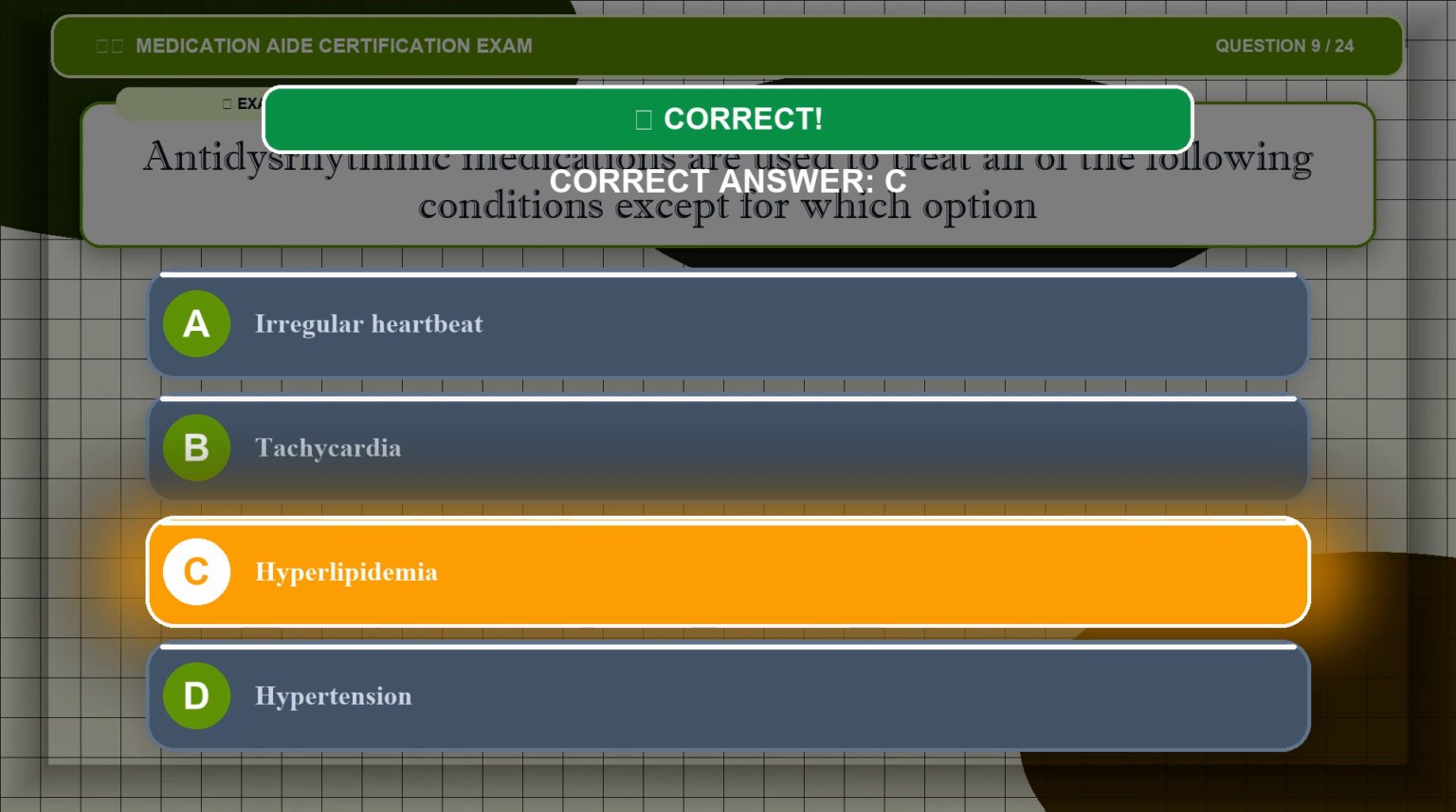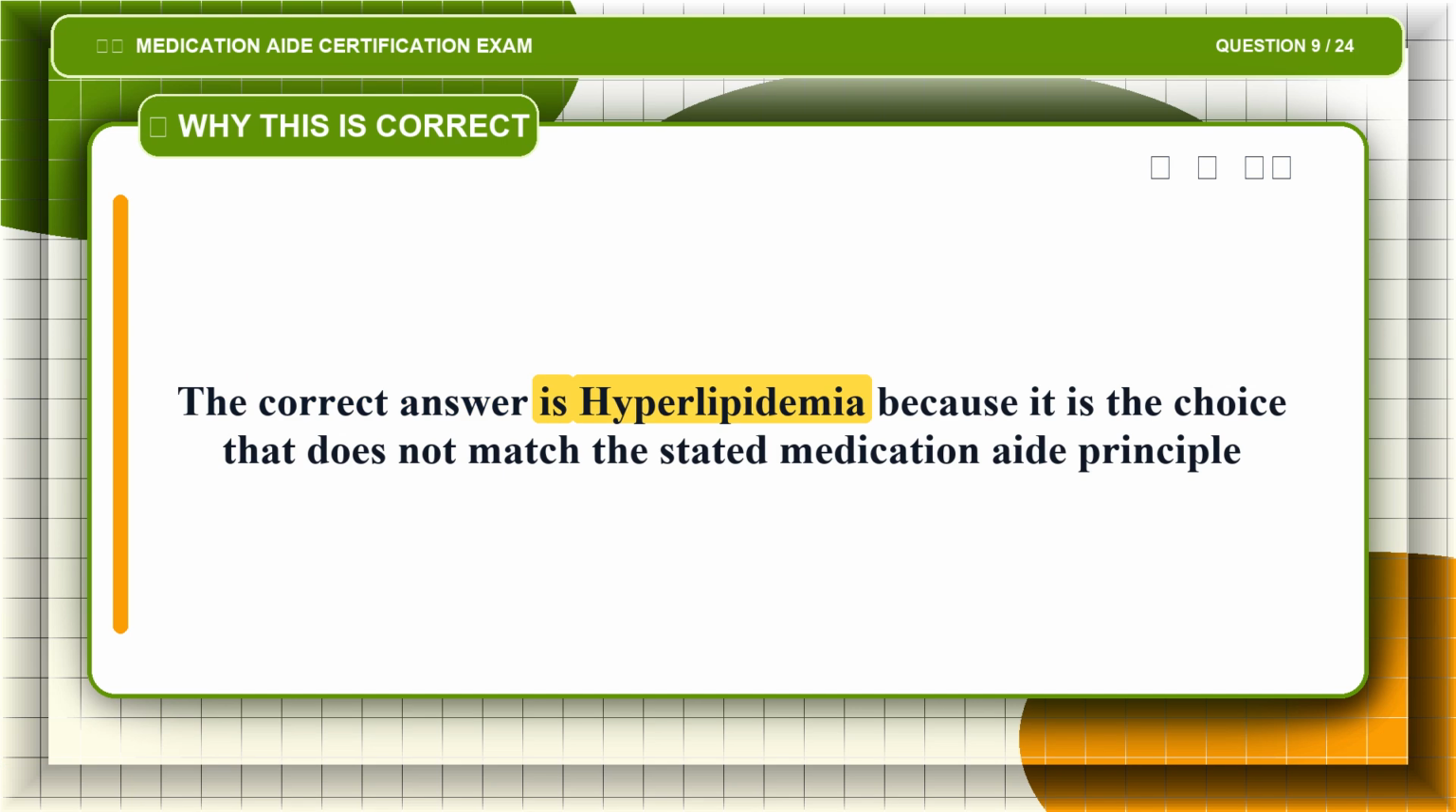The correct answer is option C. Hyperlipidemia. The correct answer is hyperlipidemia because it is the choice that does not match the stated medication aid principle.